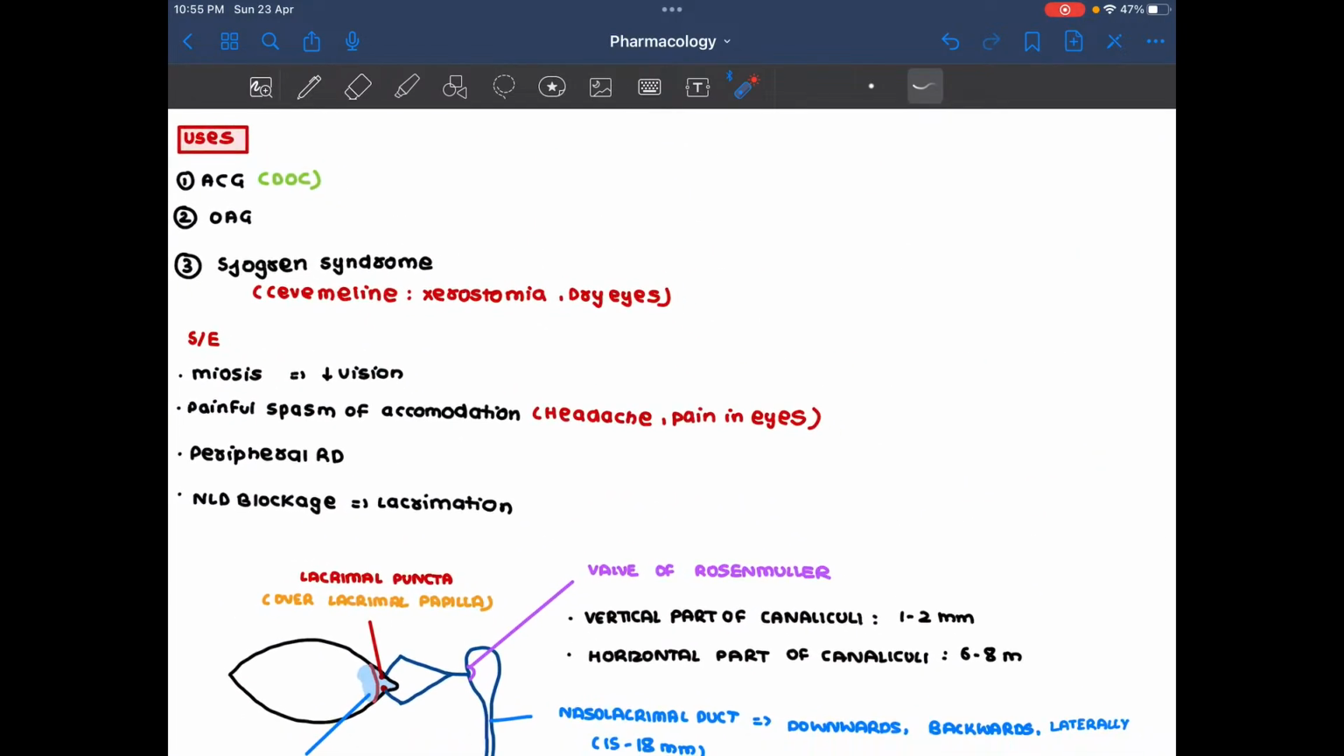So what are the uses of pilocarpine? Angle closure glaucoma, where it is the drug of choice. We might use it in open angle glaucoma, but it's not recommended. And the third thing we can use it for is Sjogren syndrome. Why? Because Sjogren syndrome is an autoimmune attack against two things, salivary glands and lacrimal glands. So here our salivary secretion will decrease, and lacrimation will also decrease. If salivary secretion decreases, obviously I'm going to have xerostomia, difficulty in speaking, difficulty in swallowing. In the eye, if my lacrimation decreases, I'm going to see sandy eyes, gritty eyes.